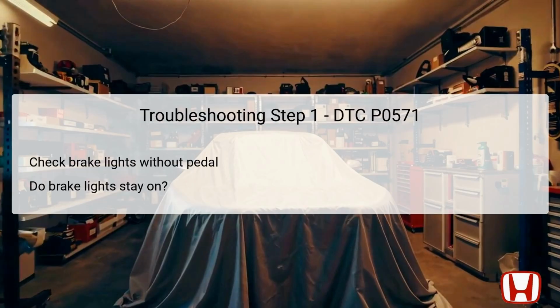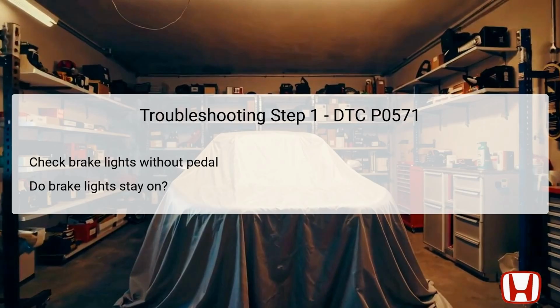The first troubleshooting step in addressing DTC P0571 is to check the brake lights when the brake pedal is not pressed. This is crucial as it helps determine if there is a basic circuit issue causing the brake lights to malfunction. If the brake lights remain illuminated without the pedal being engaged, this indicates a problem that necessitates further investigation. You would then proceed to the next diagnostic step if the brake lights stay on, confirming that there's an issue with the electrical circuit or the switch itself.